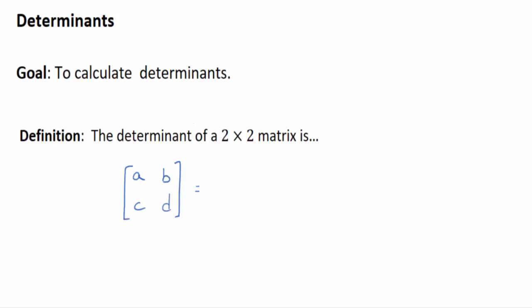The determinant is what you get. It's a real number, and it's what you get when you take A times D and you subtract off B times C. So it's what you get when you do this: A times D minus B times C.